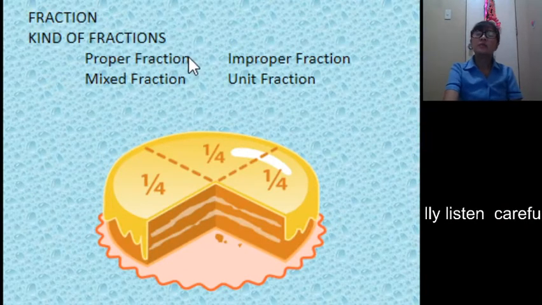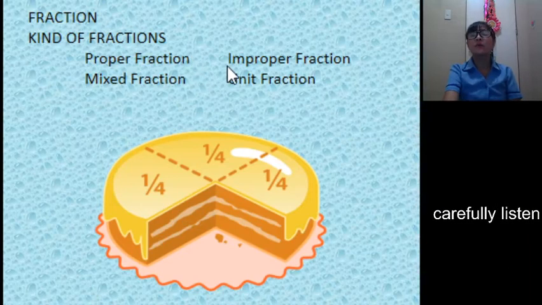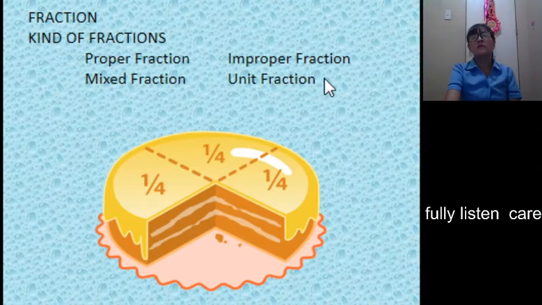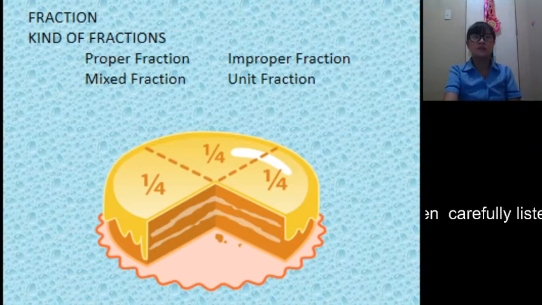Proper fraction, where the numerator is less than the denominator. Improper fraction, where the numerator is greater than the denominator. Mixed fraction, which consists of a whole number and a fractional part. And unit fraction, a fraction that has an equivalent value of 1. So those are the kinds of fraction, having a numerator and denominator.